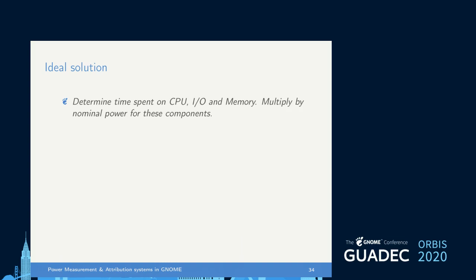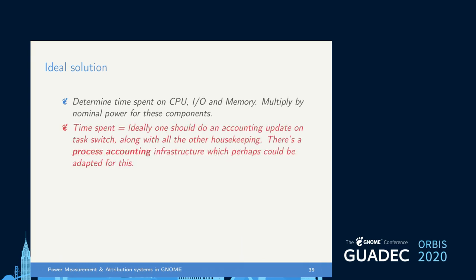All right, so given all these challenges, how do we solve it? As a logical solution, we would think that you should determine the time spent on the CPU, the input output, the memory. Okay, so if you say you're spending 10 milliseconds on the CPU and 20 milliseconds on the I/O and 30 milliseconds on the memory, you multiply it by the power for these components, right? So you multiply CPU 10 milliseconds by 10 milliwatts gives you 100 millijoules, right? So that can be understood as the energy for these components, right? Now, why is it not as simple as it sounds?